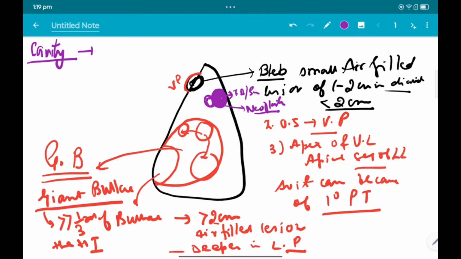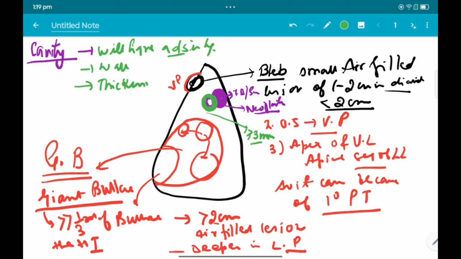Cavity की खास बात क्या होती है? इसकी जो outer wall thickness होती है, it is more than, it has a wall, cavity has a wall and it has a thickness more than 3 mm. So cavity will have a disease in lung. It will have a wall, thickness of wall more than or equal to 3 millimeters. Okay, so this is the most important thing that one needs to differentiate.